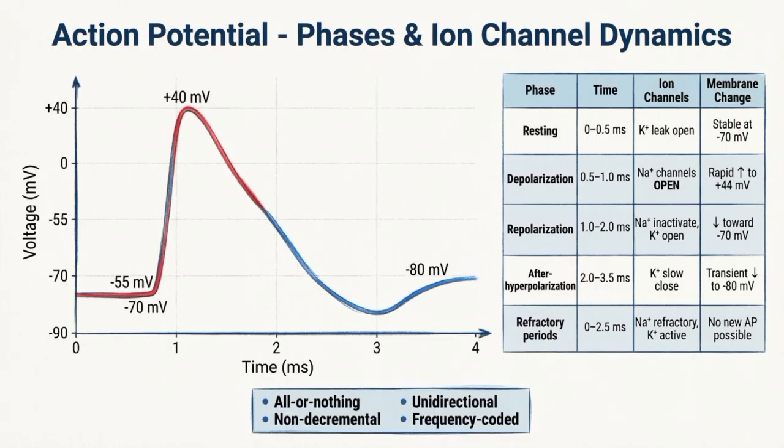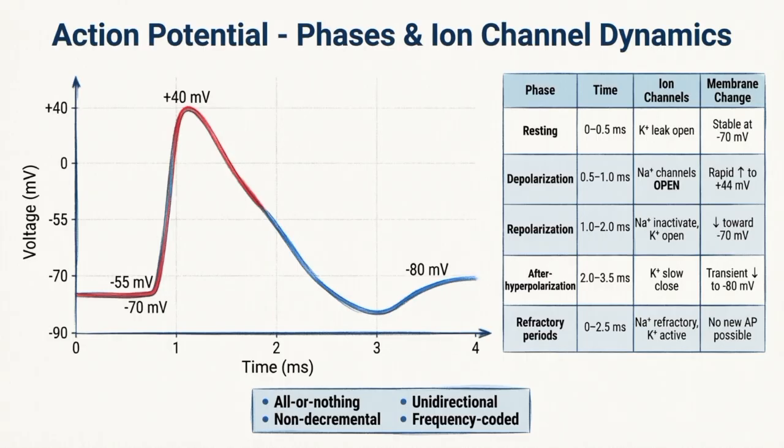Phase 2, depolarization. Voltage-gated sodium channels open. Sodium rushes into the cell. The membrane potential reaches plus 40 millivolts. Phase 3, repolarization. Sodium channels inactivate and voltage-gated potassium channels open. Potassium rushes out of the cell. The potential falls back toward negative.